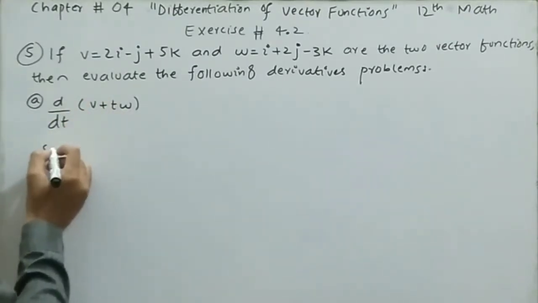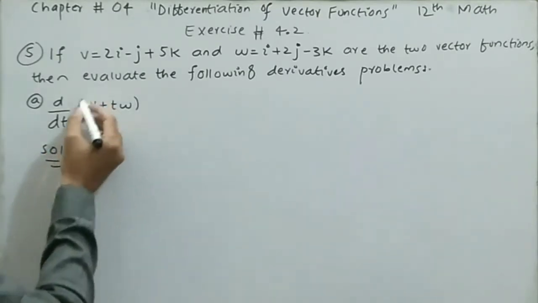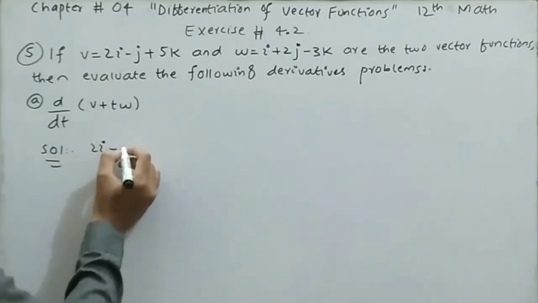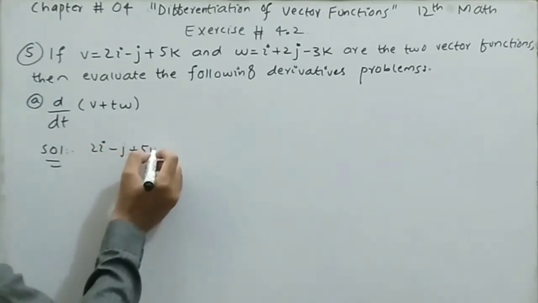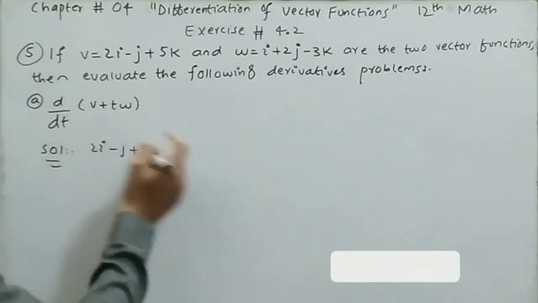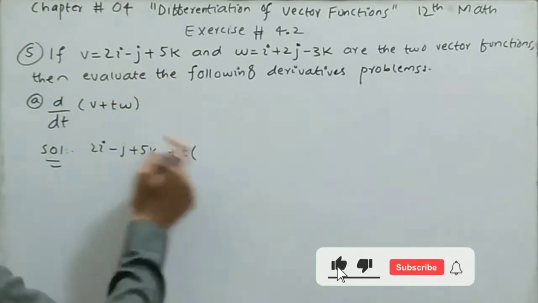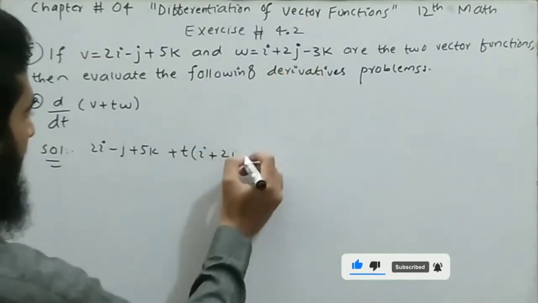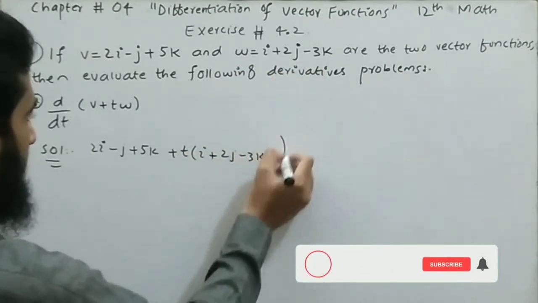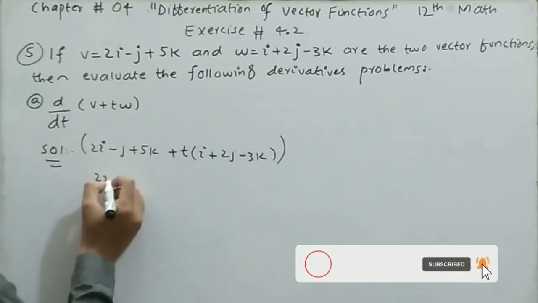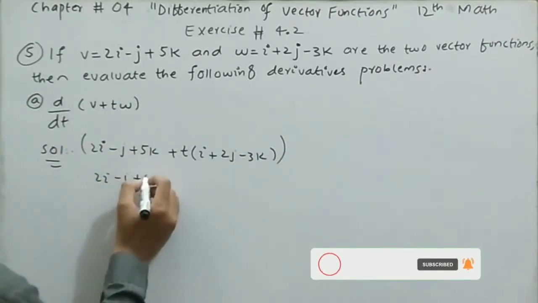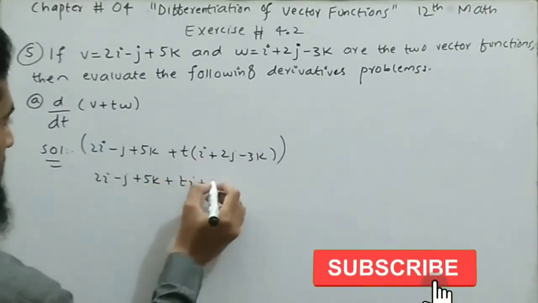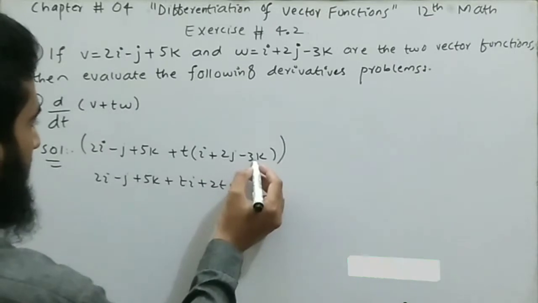So first we are going to put the values over here and then we will differentiate the whole function with respect to t. So our v is 2i minus j plus pi k, and after this we have t into w. W is i plus 2j minus 3k. So after simplification it becomes 2i minus j plus pi k. Multiply t with each and every term, it becomes ti plus 2tj and after this minus 3tk.